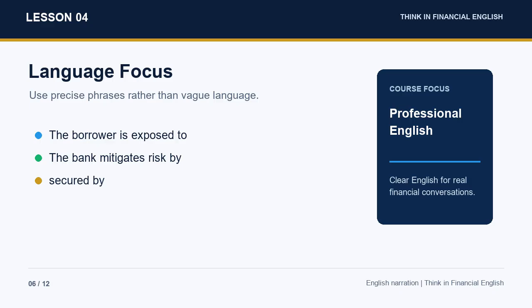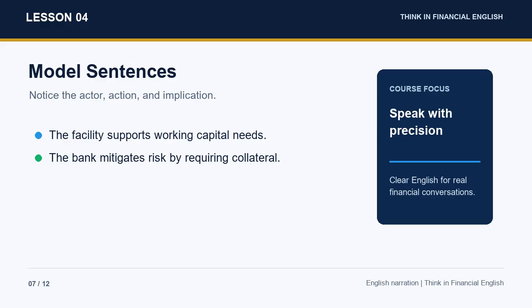Notice the structure. Professional English often uses a clear subject, a precise verb, and a reason. This makes your sentence easier to understand and harder to misunderstand. Here is a practical sentence building formula. Start with the actor, add the action, add the object, and finish with the implication.